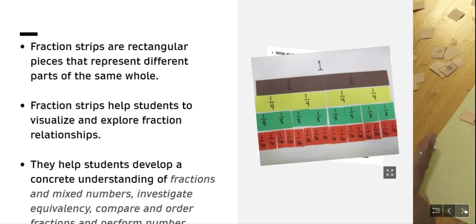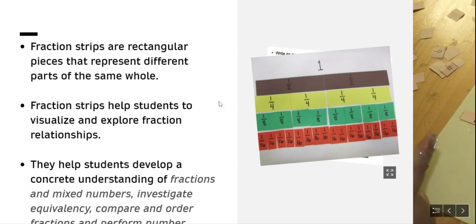Fraction strips are rectangular pieces that represent different parts of the same whole. They can be cut apart and manipulated to see how various parts can be added together to make the whole, or they can be used to compare different fractional amounts for equivalency. The strips can be presented to students electronically or printed, and they could appear in various colors and sizes.